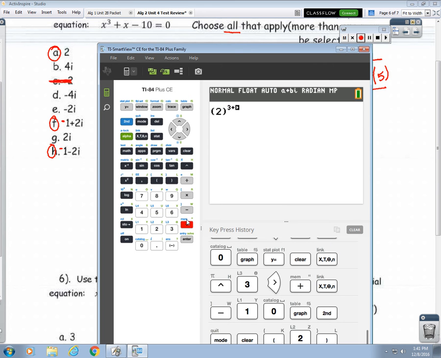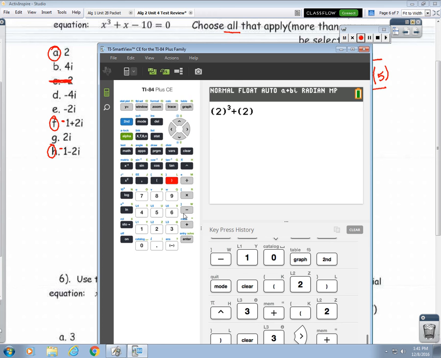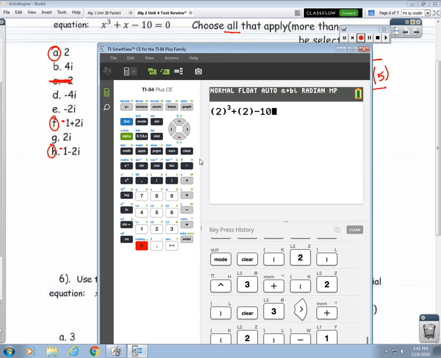2 cubed plus 2, oops, thanks, 2 cubed, and an arrow over to get it back down, plus 2 minus 10. If 2 is indeed one of the answers, it will equal what? 0, and it does. So I confirm that A is right. Now let's type in F and see if it's right.